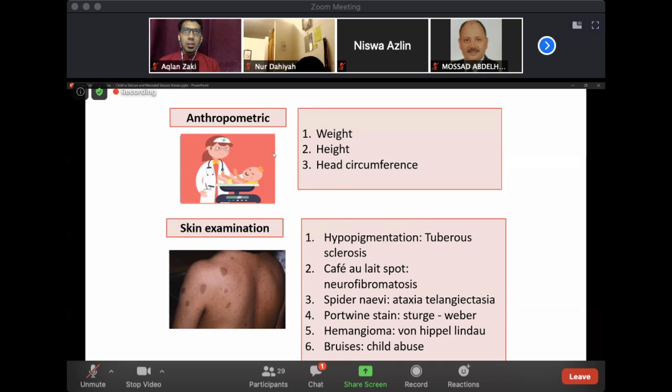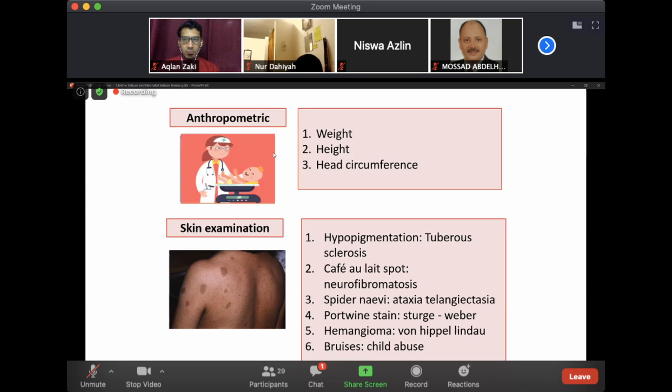Then examine the skin. Don't forget to examine the skin in the case of seizure. Look for any hypopigmentation, which can happen in tuberous sclerosis, any café-au-lait spots in neurofibromatosis. And for neurofibromatosis, you must also know the criteria, how many spots you need to have, and some other criteria. Also look for spider nevi. We can have ataxia telangiectasia, Port-wine stain in Sturge-Weber syndrome, hemangioma, and von Hippel-Lindau.